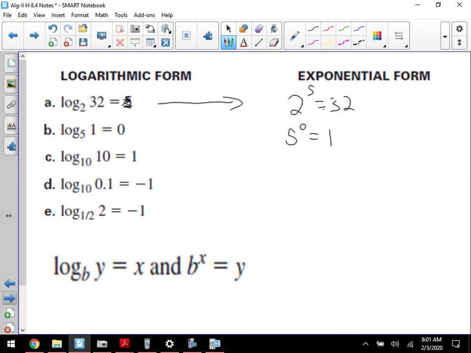Log base 10 of 10. Now, log base 10 is your standard log. It's what we call common log. On the calculator, the button that says log is for base 10. What we did a minute ago, we changed the base to base 2. That's how you would change your bases in the calculator.